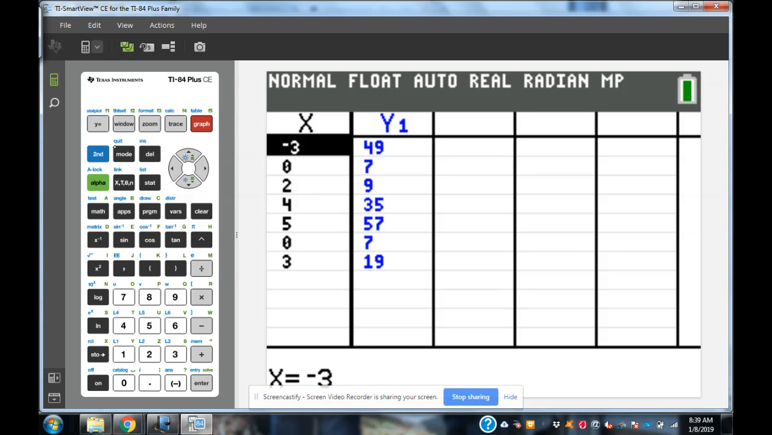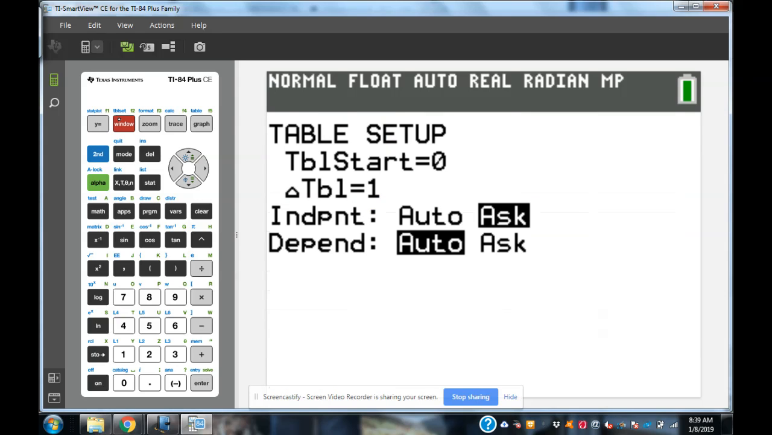So to do that, we're going to hit second and then window, and you should end up at the table setup part of the menu. You want your independent variable to be ask. It doesn't matter what's here, you can leave whatever's there. You want your independent variable, that's x, set to ask, and your dependent set to automatic. So it'll calculate.